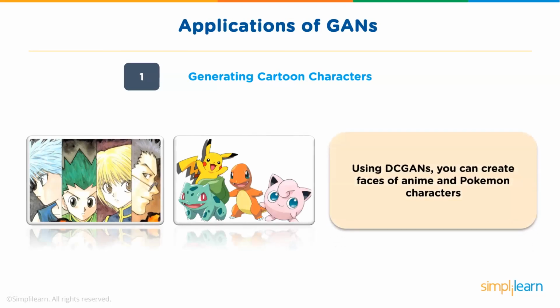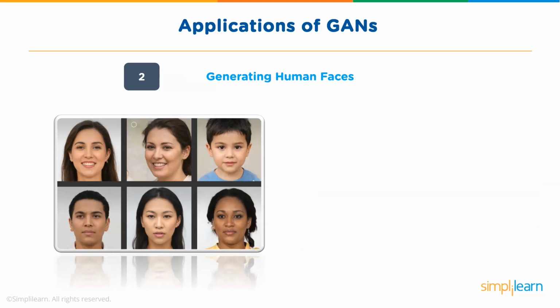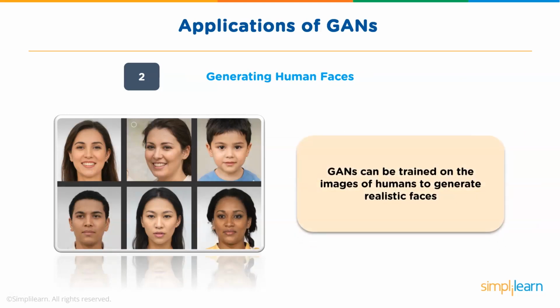So with the help of DC GANs, you can train images of cartoon characters for generating faces of anime characters and Pokemon characters as well. Next, GANs can be used on the images of humans to generate realistic faces. The faces that you see on your screens have been generated using GANs and do not exist in reality.